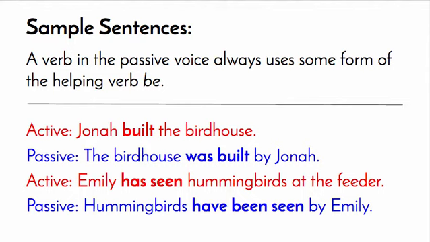So here are some sentences for you that I've changed from passive to active. In the active voice, Jonah built the birdhouse. In the passive voice, the birdhouse was built by Jonah. You can see it makes a lot more sense and it's a lot clearer when Jonah's doing the acting. Same here. Emily has seen hummingbirds at the bird feeder is much more clear and much more exciting than hummingbirds have been seen by Emily.